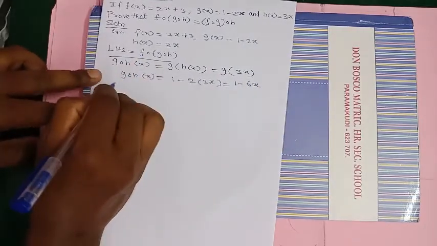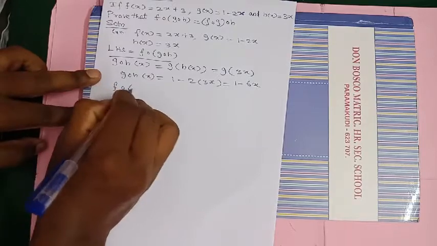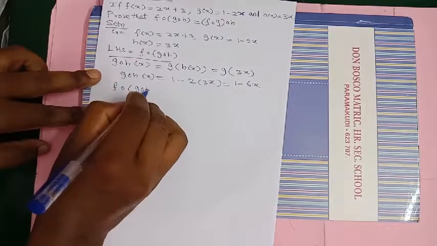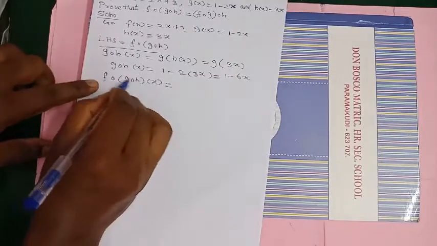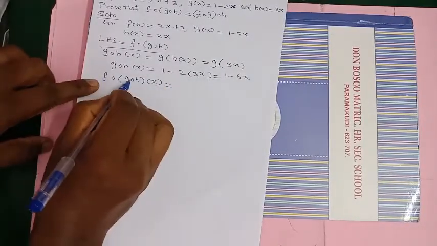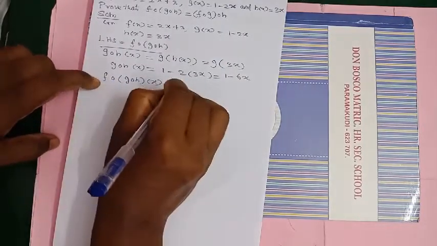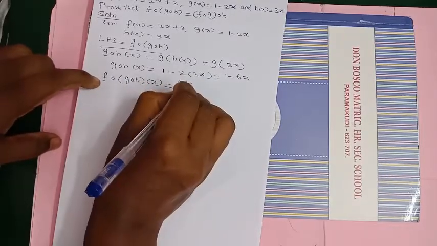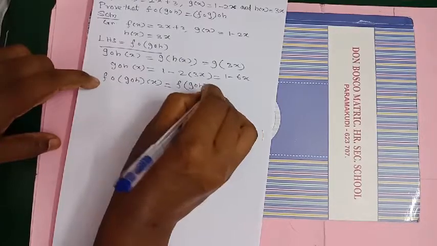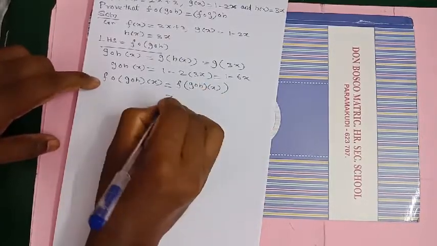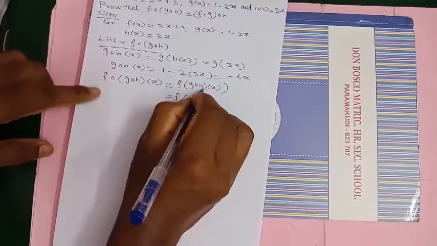Now therefore f composition g composition h of x is equal to, first we have found one function. This is one function, that is another function, and in between is the composition. So f of this function, g composition h of x, which is equal to f of, what is g composition h of x?